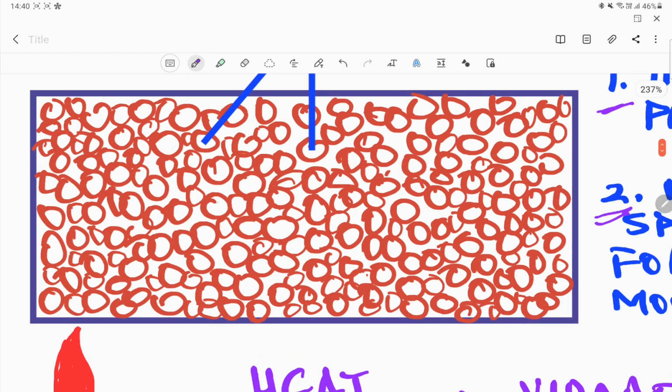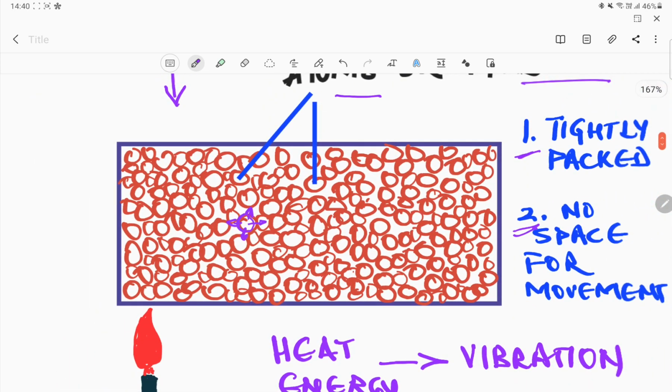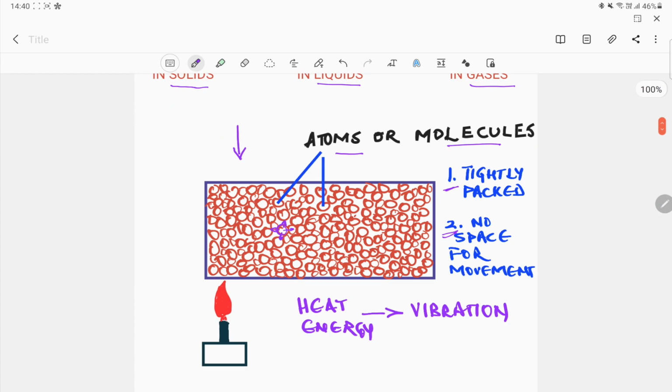Let us magnify, zoom in and see. Let us look at this particular particle here. How much space does it have to move? It does not have any space to move forward or backward, maybe a little bit up, but then very little down. So the atoms or particles in solids are tightly packed and there is no space for movement.